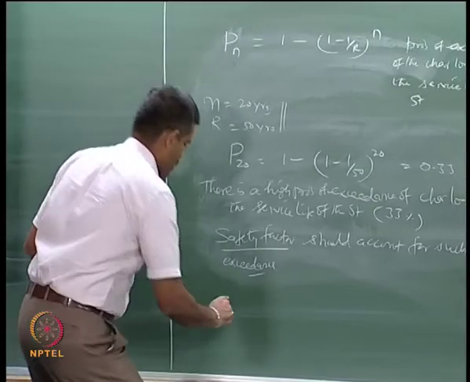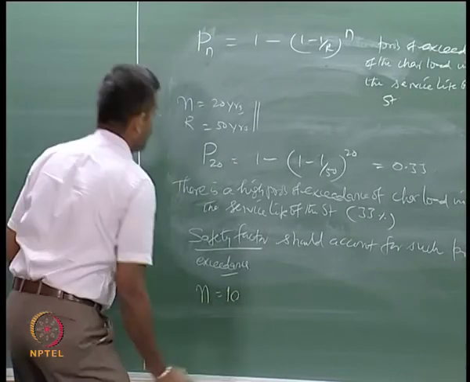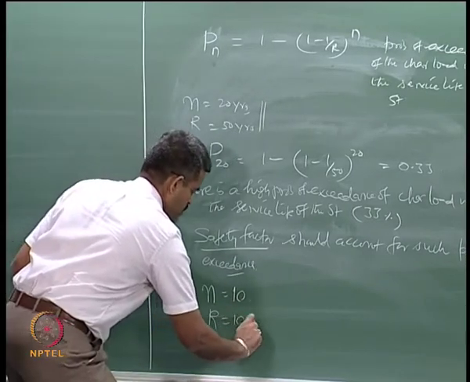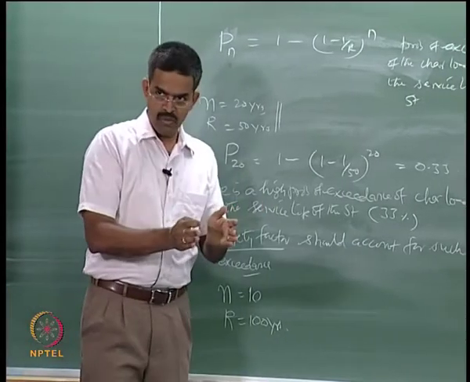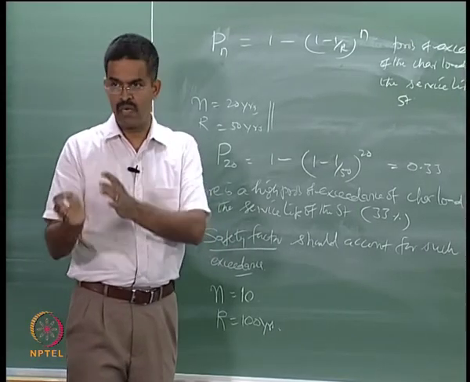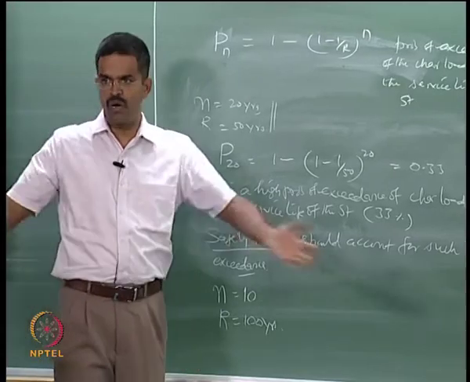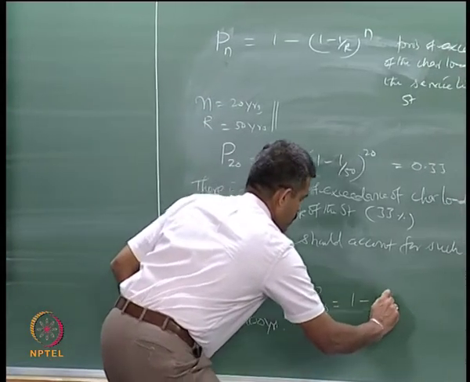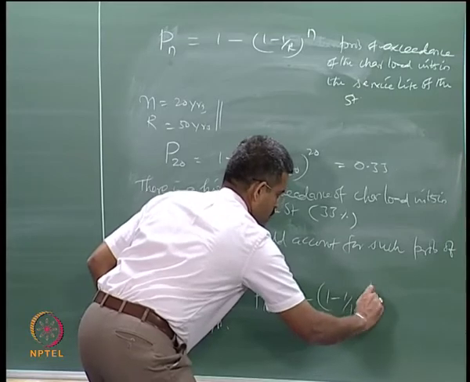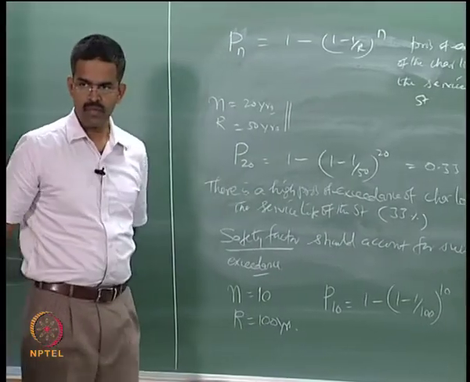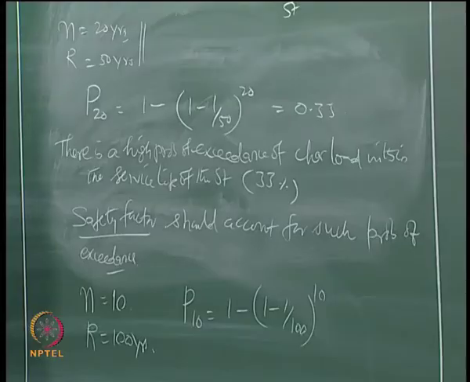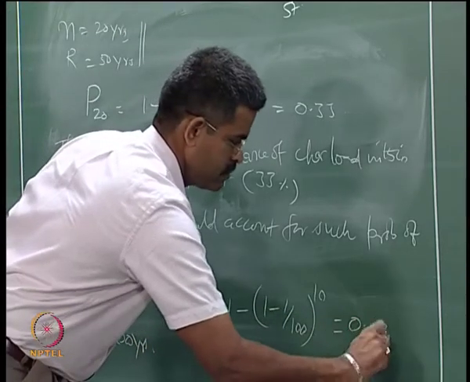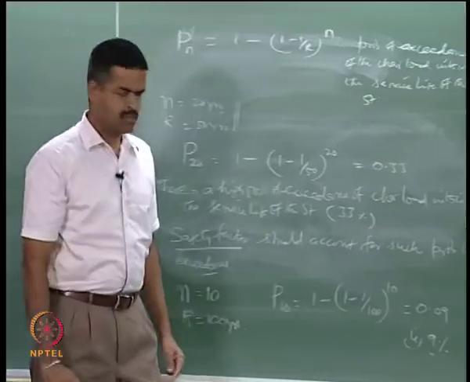Just for understanding, let us compare. Let us say service life is 10 years and return period is 100 years. What do you mean by 100 years? The characteristic load will reoccur at least once in 100 years. So a very long time. Service life is 10 years. Can you calculate P10? 9%. So what does it mean?